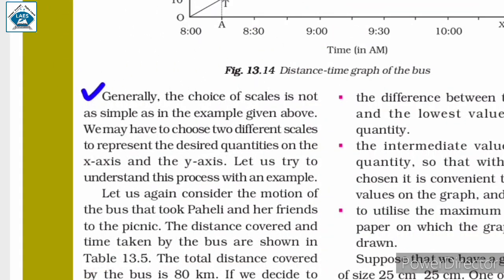So what we are told in this paragraph is the choice of scales is not as simple, क्योंकि यहाँ पर जो हमने एग्जाम्पल देखा उसमें बहुत ही छोटे वैल्यूज गिवन थे, तो हमने डायरेक्टली 1 सेंटीमीटर को 1 किलोमीटर मान लिया फॉर डिस्टेंस एंड we took 1 centimeter as 1 minute for time along the x-axis. But when we are given different quantities, we need to take two different scales to represent the desired quantities on the x-axis and the y-axis. So इसे समझने के लिए हम एक example consider कर लेते हैं.